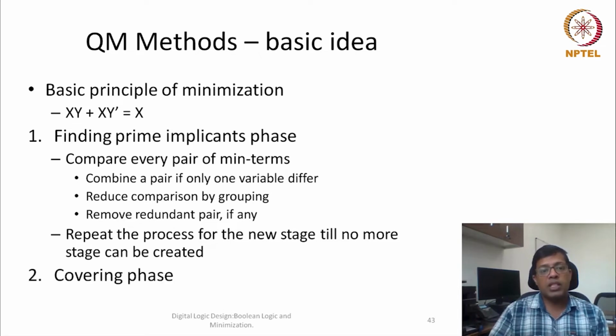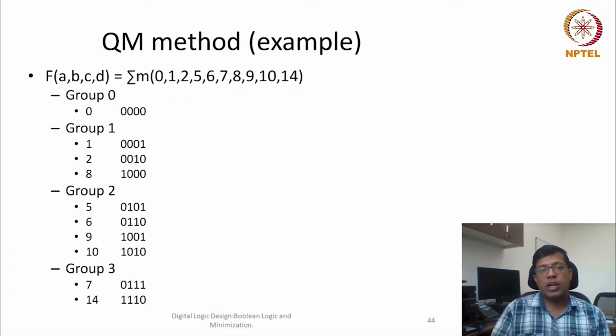Once all the prime implicants have been found, we start the covering phase. In the covering phase, each min term should be covered by at least one of the prime implicants. So let's try to understand this whole process with the help of an example. Let's take a function f which has 4 variables a, b, c, d, where a is the most significant and d is the least significant, and the set of min terms are 0, 1, 2, 5, 6, 7, 8, 9, 10, 14.